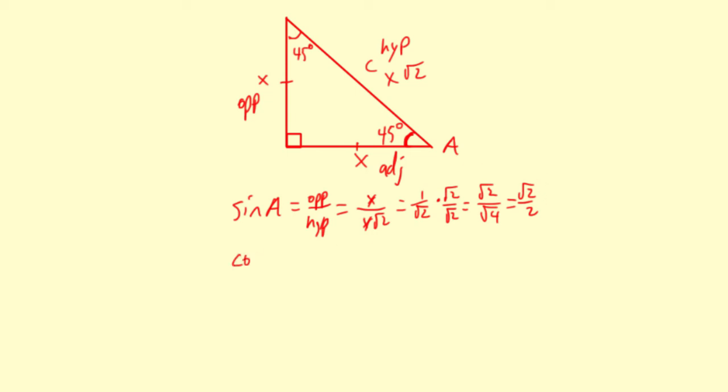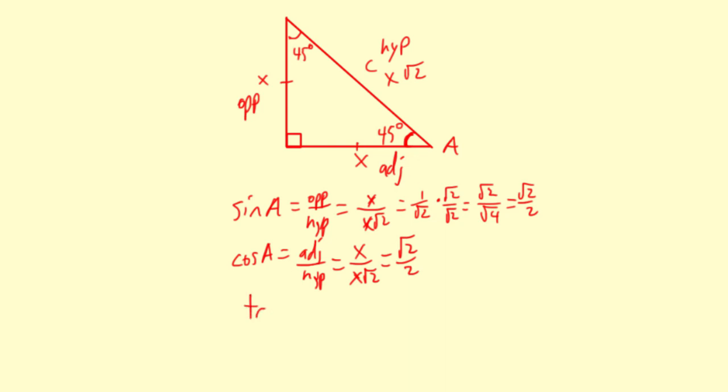How about the cosine? Adjacent over hypotenuse equals, the adjacent side we said is x, and the hypotenuse is x square root of 2. This is the exact same ratio as the sine. So we know that's going to work out to be square root of 2 over 2 as well. So the cosine of a 45-degree angle is square root of 2 over 2.